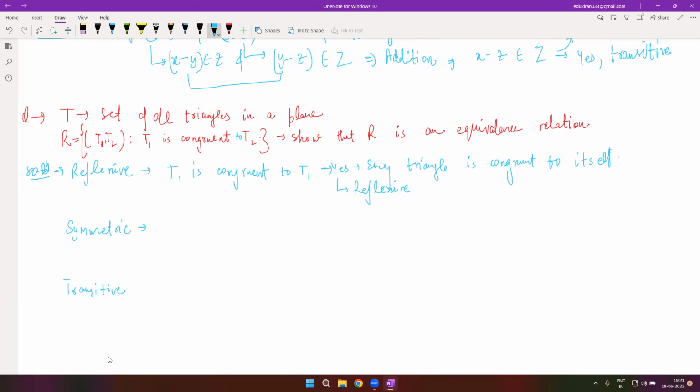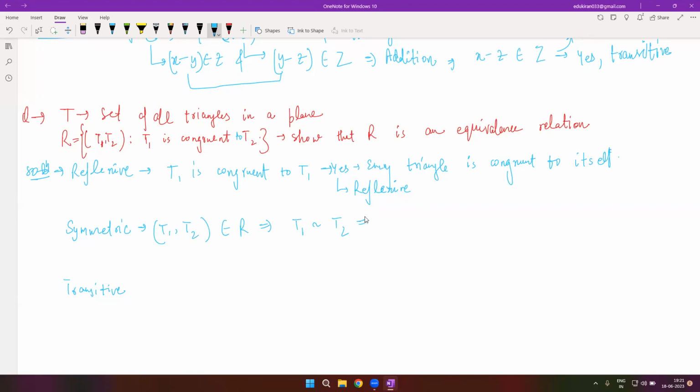So is it symmetric or not? For symmetric, yes or no? Yes, sir, it's symmetric. Yes, it is symmetric. If T1 comma T2 is satisfying the rule, you are saying that T1 comma T2 belongs to R, right? If T1 comma T2 belongs to R, what does it mean? It means that T1 is congruent to T2, right? If T1 is congruent to T2, obviously T2 is also congruent to T1.